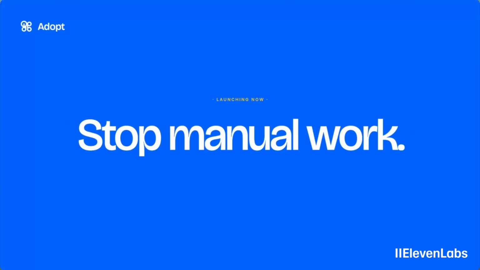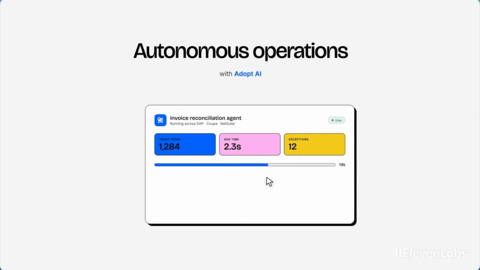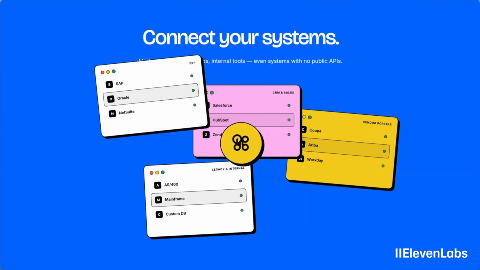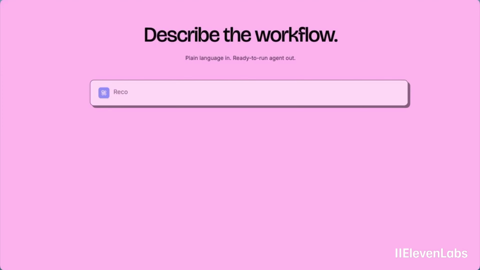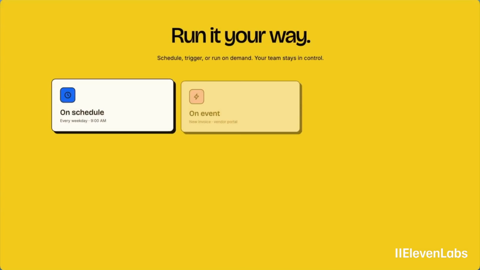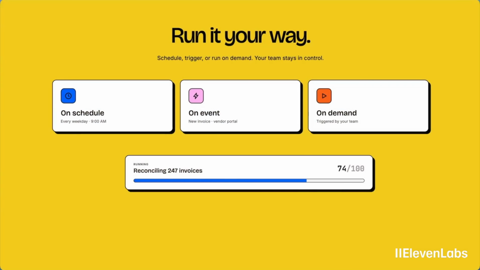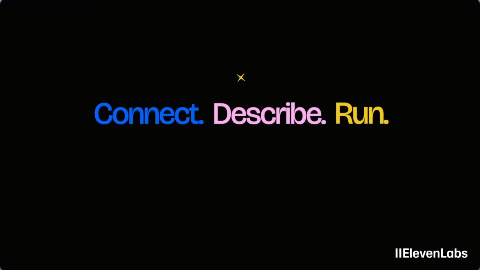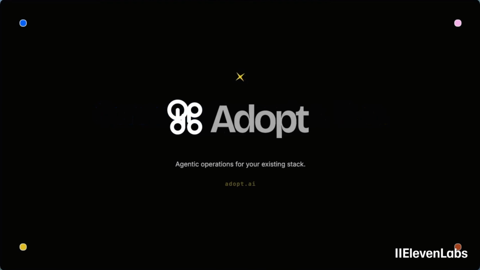Stop manual work, start running. Adopt is autonomous operations for your existing stack. Connect anything you run on, your ERP, your CRM, and even the legacy apps. Describe what you want done in plain language. Adopt builds the agents for you. Run it on a schedule, on an event, on demand, whatever suits you. Connect, describe, run. Go to adopt.ai.